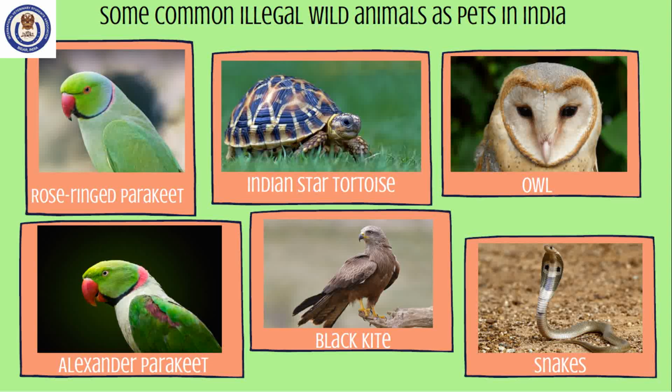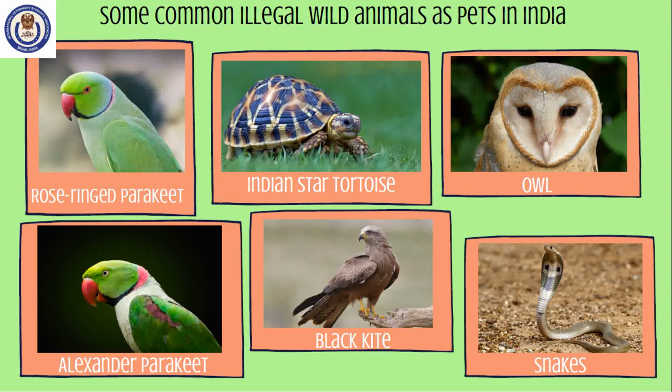So here is the rose-ringed parakeet, the Alexandrine parakeet, and the Indian star tortoise, which I think is the most common pet that I've seen people keep. And the sad thing is, once they realize that it's illegal to keep it as a pet, they just leave it in a nearby pond or some kind of park, which is very disappointing and sad. So don't do that. And the black kite, owl, and snakes.